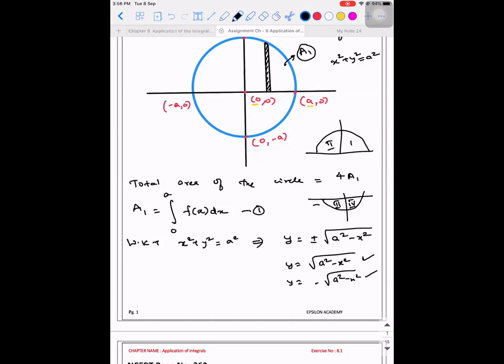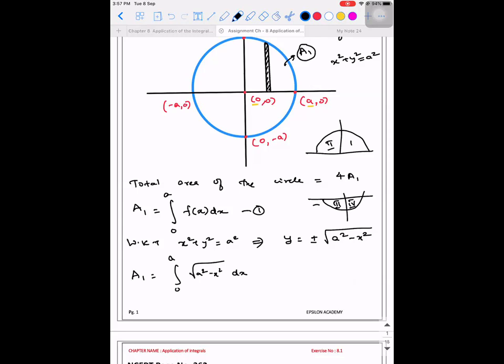Now tell me, with respect to this question, should I take root of a square minus x square or minus root of a square minus x square? Root of a square minus x square. So you should take root of a square minus x square. So y is equal to root of a square minus x square. So A1 will be equal to the integral from 0 to a of root of a square minus x square dx.